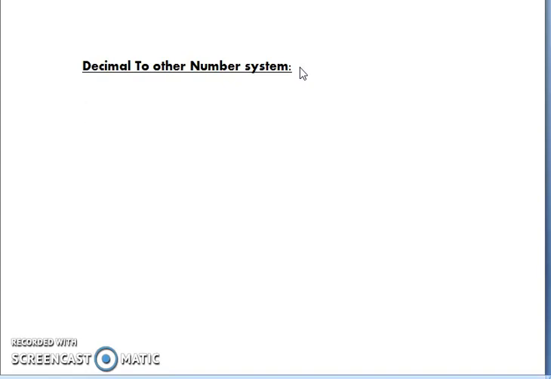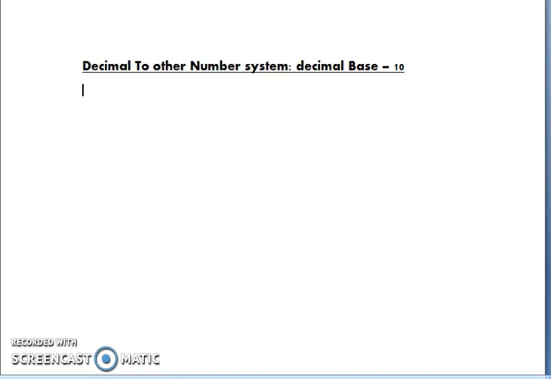Whenever you want to convert a decimal number to any other number system, the decimal number is always divided by the targeted base value. What is the decimal base value? The decimal base value is always 10. Binary means 2, octal means 8, and hexadecimal means 16. So the procedure is the same.